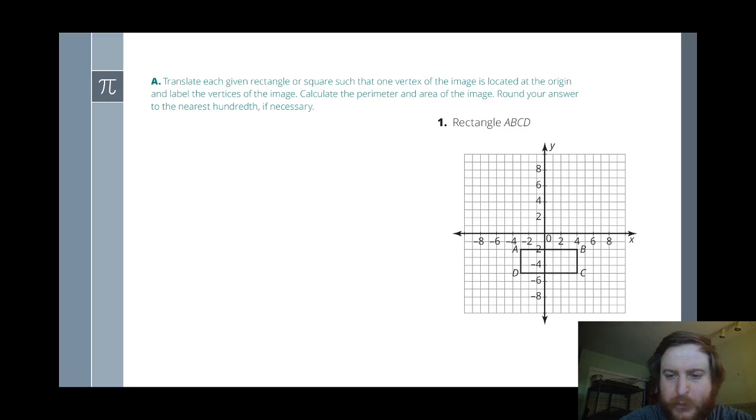You can count. So here, if I counted 1, 2, 3, 4, 5, 6, 7, our base is 7, and our height is 3.